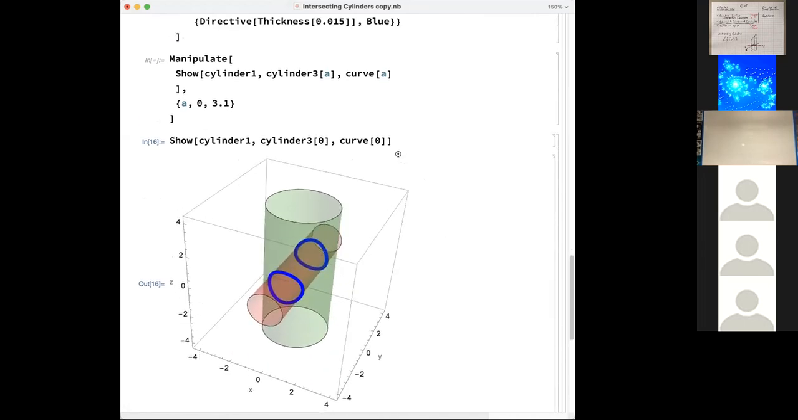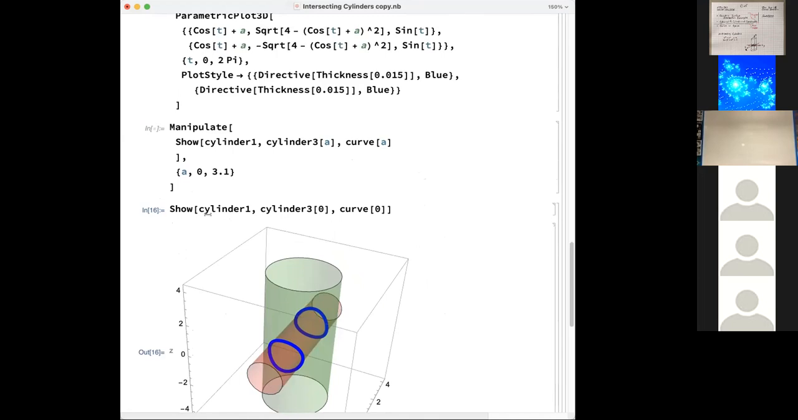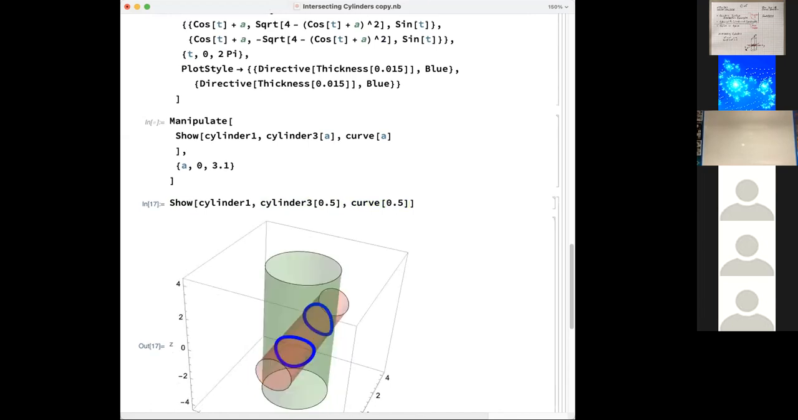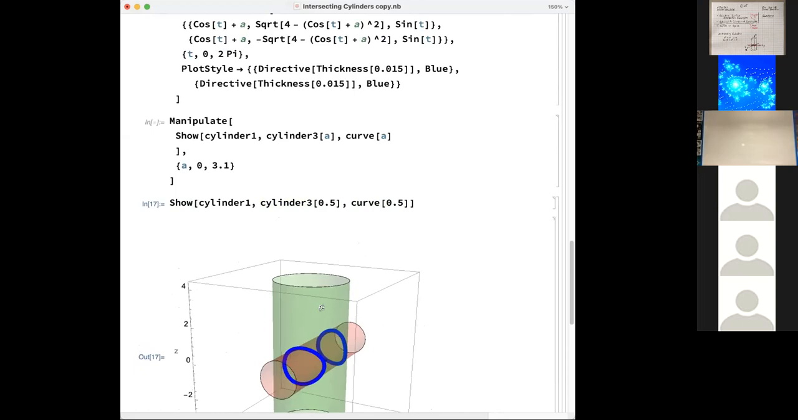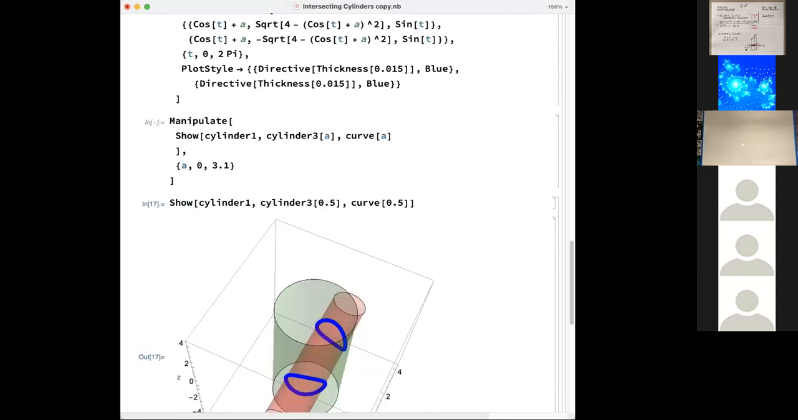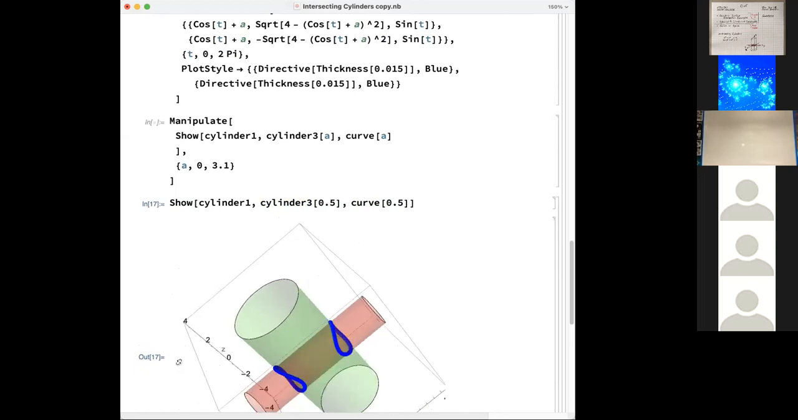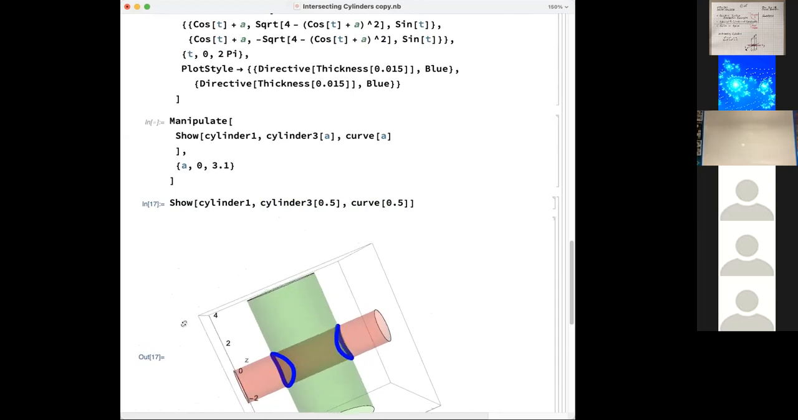But what would it be worth to you if instead of just showing you one intersection at a time, zero, let's show you the intersection at 0.5. Okay, it's slightly moved over and these circles are slightly distorted, but it's still a circle in this direction, an ellipse in this direction. I don't know if these are hyperbolas in this direction anymore, but they have some hyperbolic qualities.